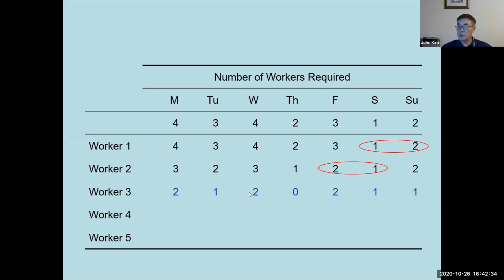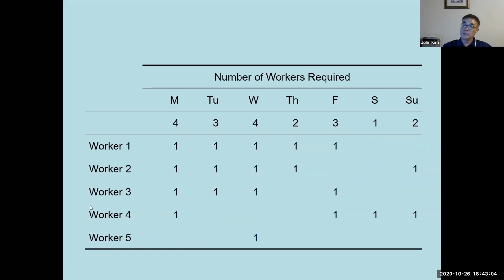So there are also 3 ties here and here. Then ask worker 3, and worker 3 says, I will not work Saturday and Sunday. So circle those, and then subtract. And the same, and so on.